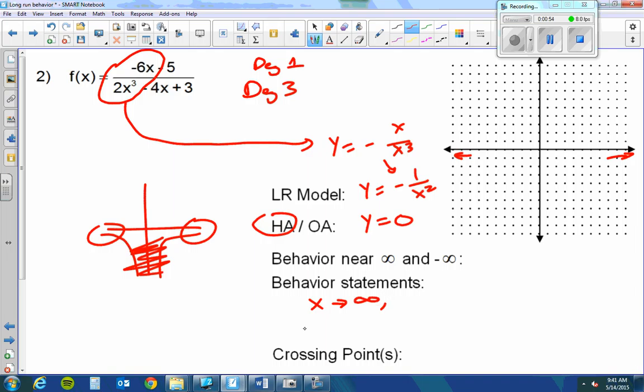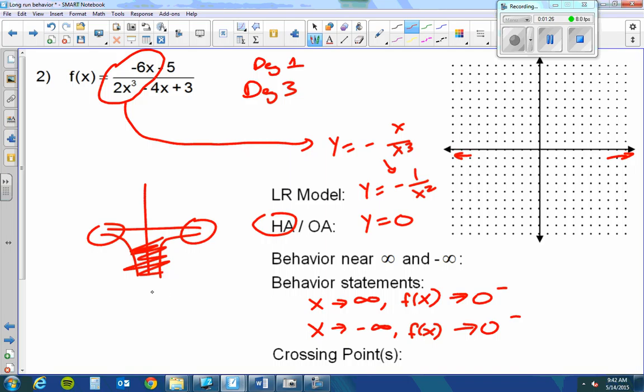Then we write that up. We're talking about as x goes to infinity and negative infinity, because that's what we mean when we say long run behavior. And as we go out, we're approaching what y value? 0. How? From below. In this case, it approaches the asymptote the same way in both directions, from below in both directions. Okay? And like I said, we're not drawing the complete graph, just indicating the long run behavior.